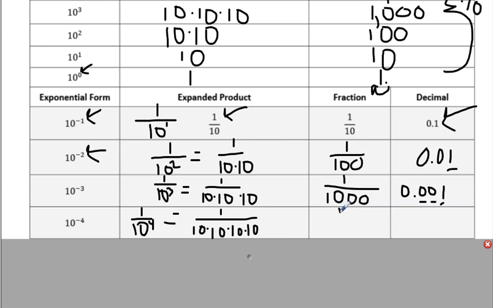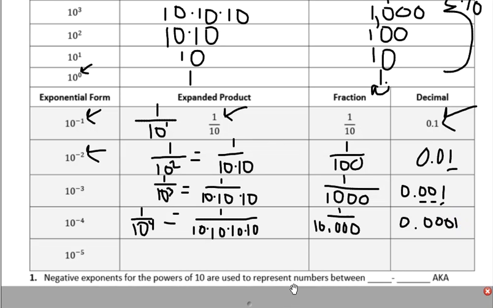And that's going to give me 1 over, this time, the 1,000, it's going to be 10,000. Because 10 to the 4th is 10,000. 10 to the negative 4th is 1 over 10,000. So it's reciprocal. And then my decimal would be 0.0001. So what I want you to do is try 10 to the negative 5th on your own.